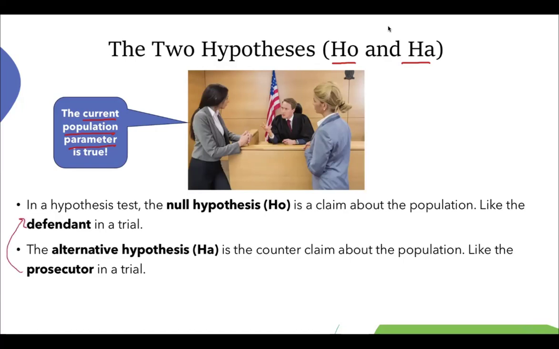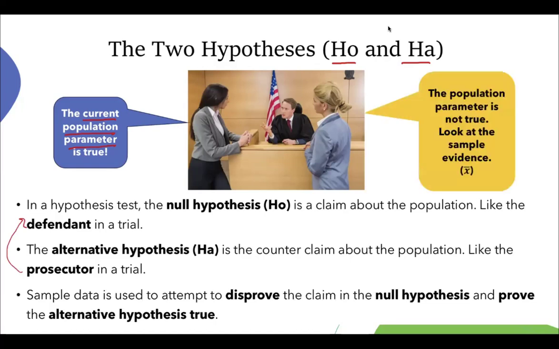The alternative hypothesis looks like this. The population parameter is not true. And we do this by looking at the sample evidence. An example of sample evidence, and the example that we are going to be using in this course, is X bar. Sample data is used to attempt to disprove the claim in the null hypothesis and prove the alternative hypothesis is true. In this course, the current population parameter that we are going to be using will be mu, and the sample evidence will be presented as X bar.